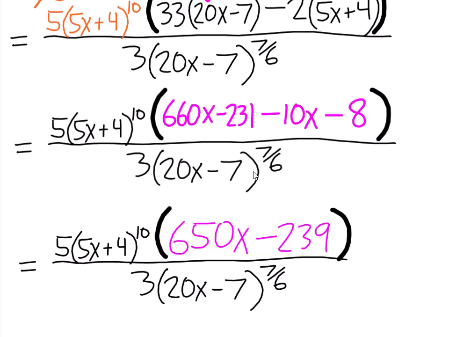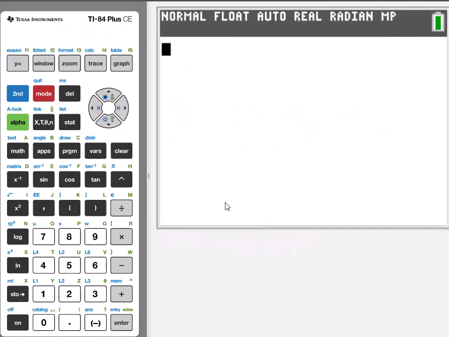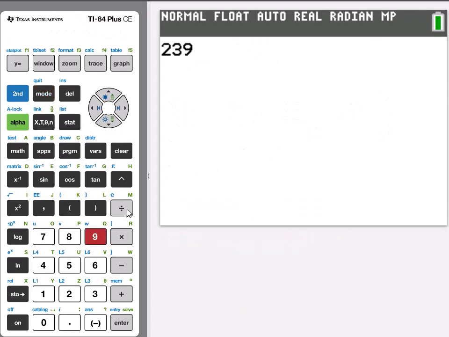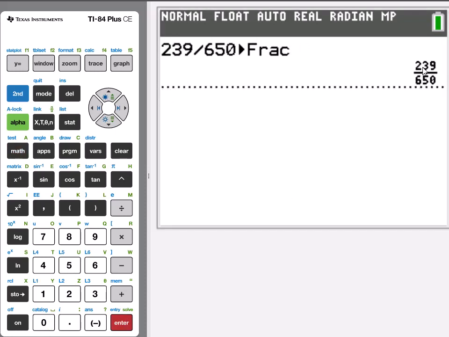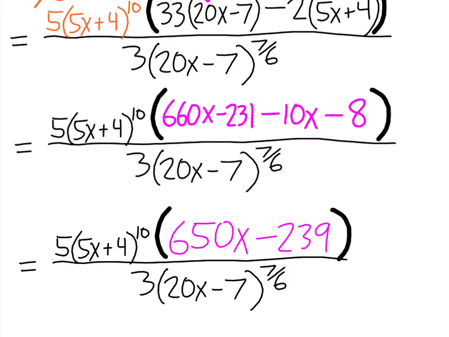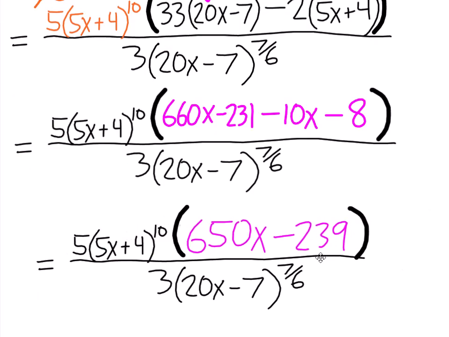So my little cheat, my little shortcut for that was to go to the calculator and put 239 divided by 650. On a TI calculator, math enter enter will give me the fraction in fully reduced form. And the fact that I still have my original 239 over 650, the fact that that hasn't been reduced tells me that there is not a common factor between them. So the good news is we are done fully simplifying this derivative.